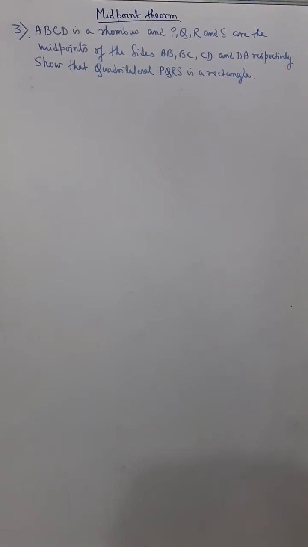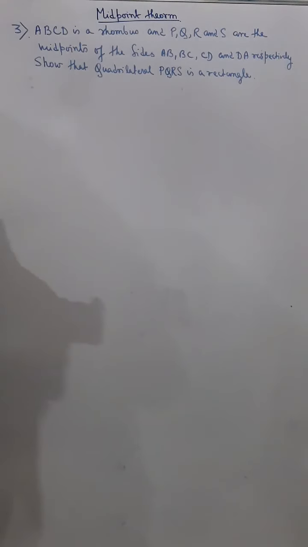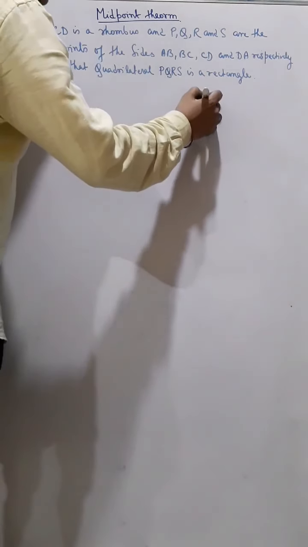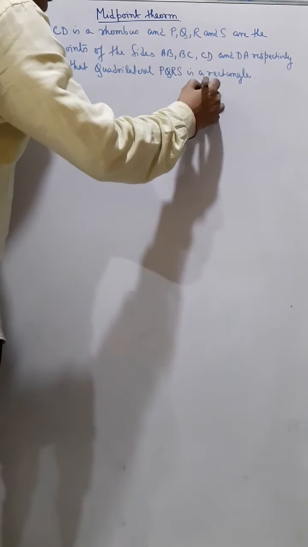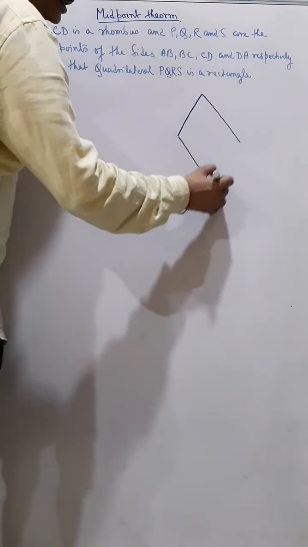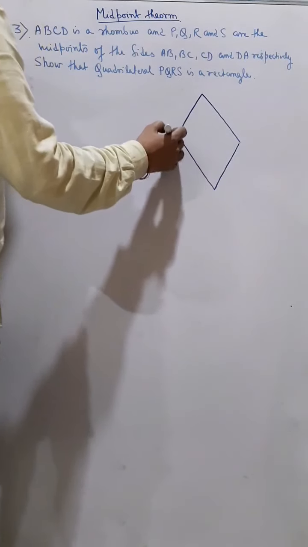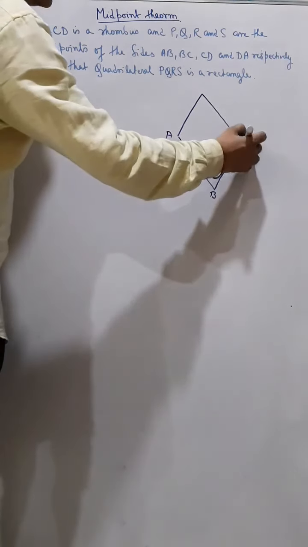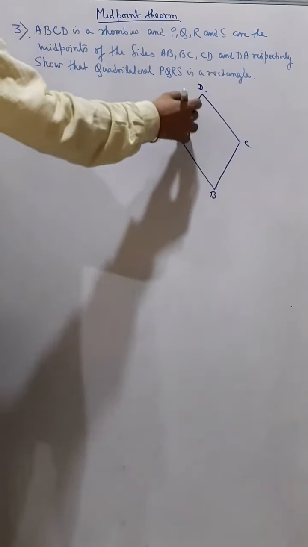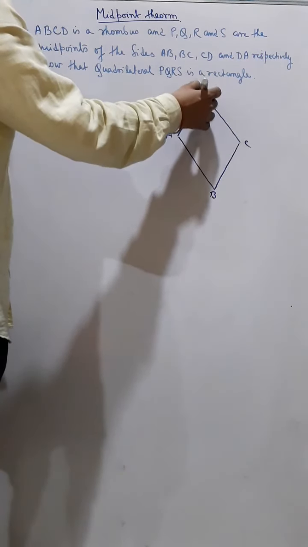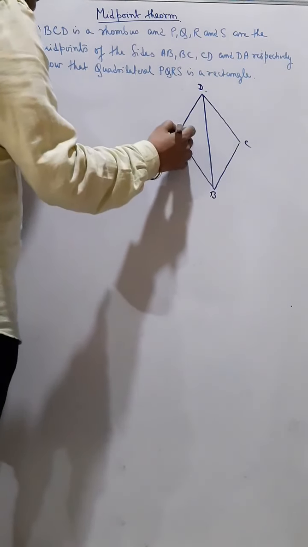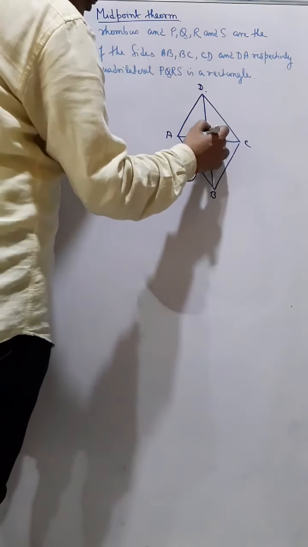Okay, now say in this sum, they told ABCD is a rhombus and P, Q, R, S are the midpoints of the sides AB, BC, CD and DA respectively, and we have to show that PQRS is a rectangle. Okay. Now first let's draw the rhombus. You know that in a rhombus all sides are equal. So in a rhombus all sides are equal and the diagonals bisect at 90 degrees. So that we know, the property of a rhombus.